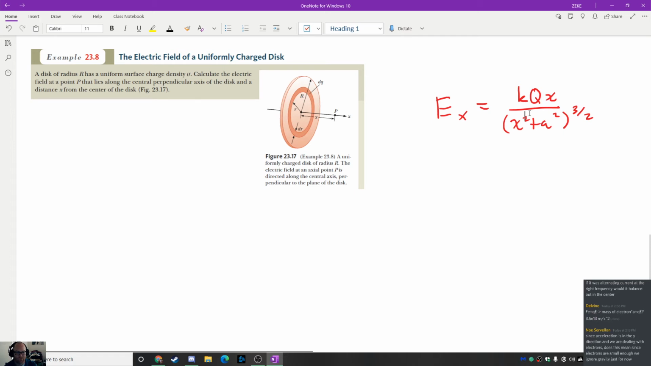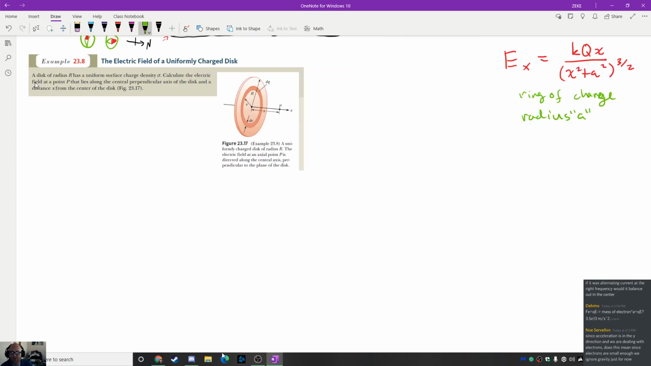So the way we're going to do this, let's read the problem. It says, a disk of radius capital R has a uniform surface charge density sigma. So sigma is basically the total charge of our object divided by the area of the object. We call this surface charge density. Calculate the electric field at point P that lies along the central perpendicular axis of the disk and at a distance x from the center of the disk. Very similar to what we did last time, except instead of being a ring, it's a disk. And now it has a uniform surface charge density.